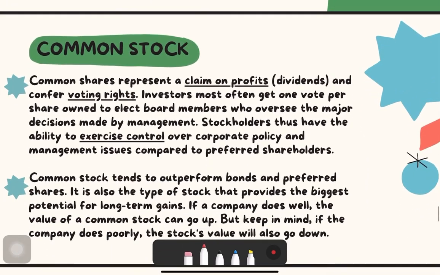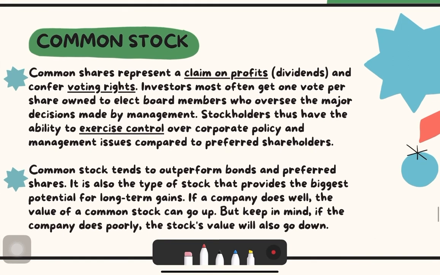So common stock, what is common stock? Common stock is common shares that represent a claim on profit or dividends and confer voting rights. So we know that the common shareholder has the voting right. Investors, or the common shareholders, most often get one vote per share owned to elect board members who oversee the major decisions made by management.